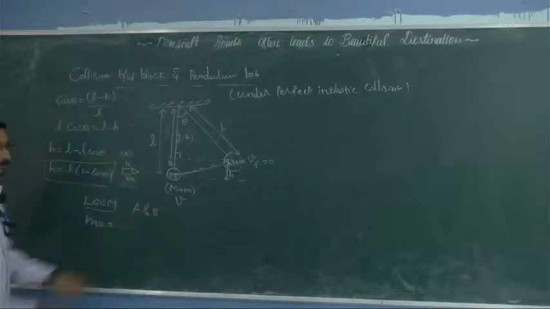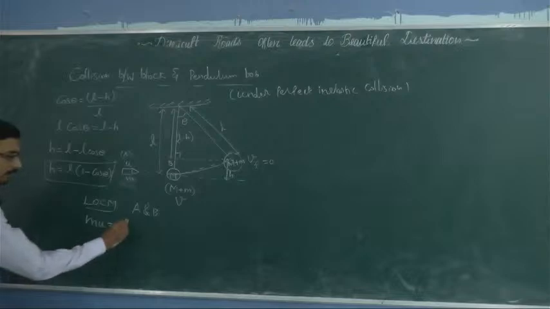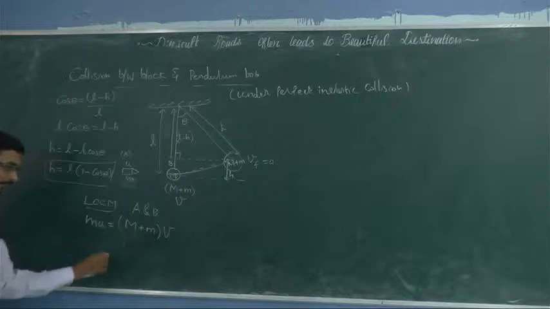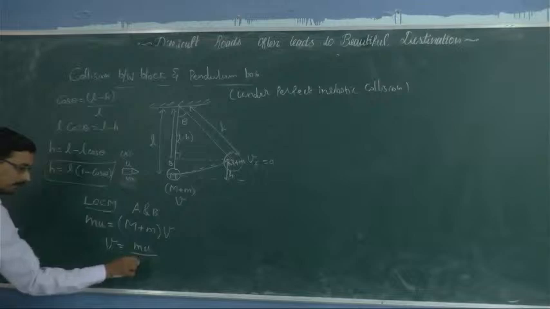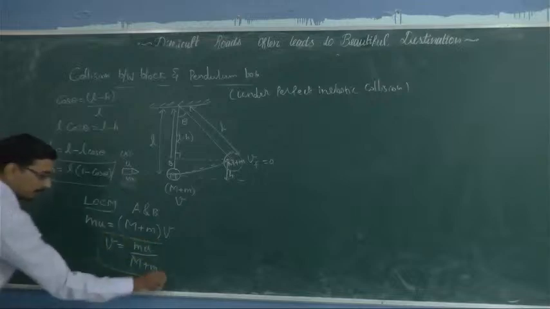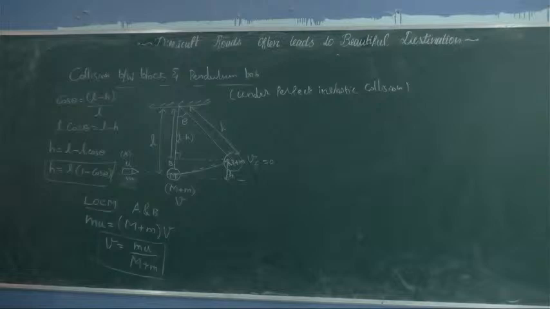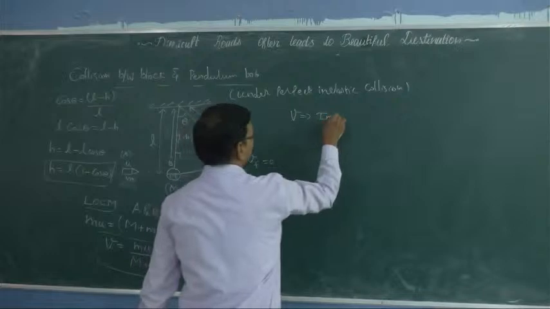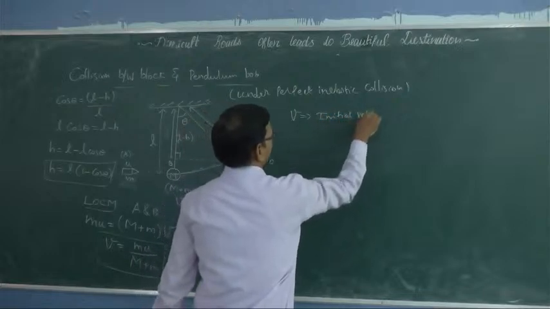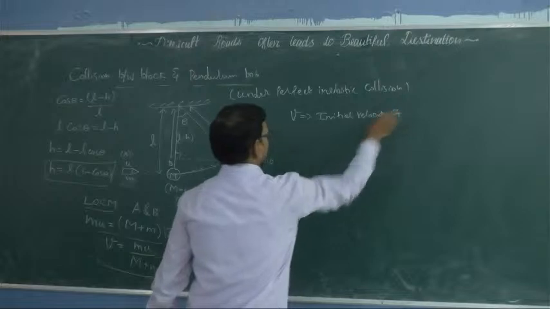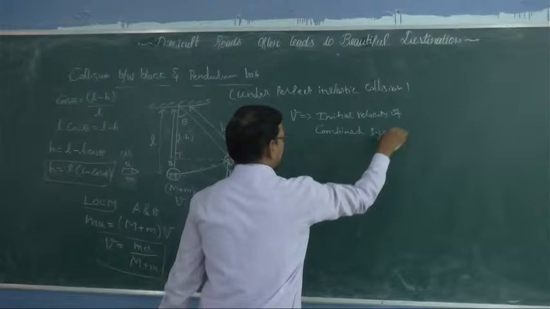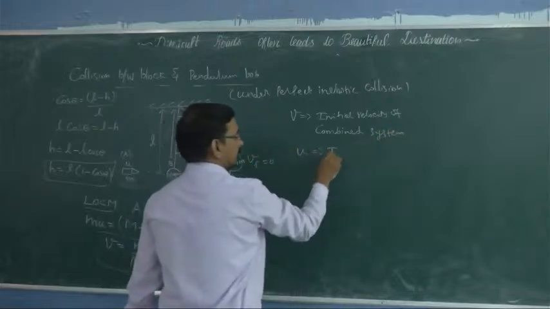Momentum at point B is M plus small m into V, from which we can say V is equal to M u by M plus m. Can you say what is V? V is called the initial velocity of the combined system. What is U? Initial velocity of the bullet.